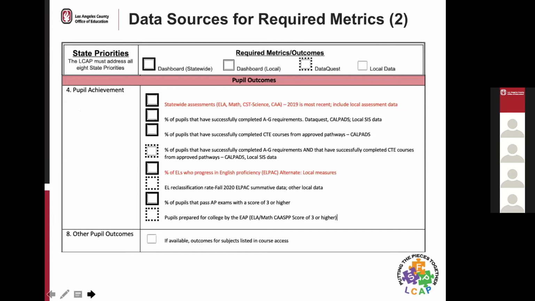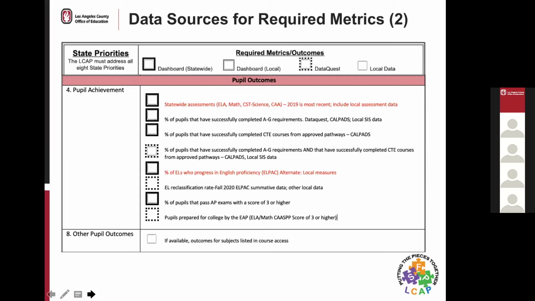Priority 4, pupil achievement, is probably the one that LEAs will find the most challenging due to unavailable metrics such as the CAASPP and ELPAC, which are noted in red on this slide. For these metrics, LEAs will need to consider the intent of the metric and use one or more local measures that meet this intent to establish baselines and desired outcomes. So for example, the purpose of the CAASPP is to measure student progress in English language arts and literacy, math, and science. Since the CAASPP assessments were suspended in 2020, LEAs will need to use one or more comparable local assessments of student progress in ELA, math, and science as a metric to establish baselines and desired outcomes.